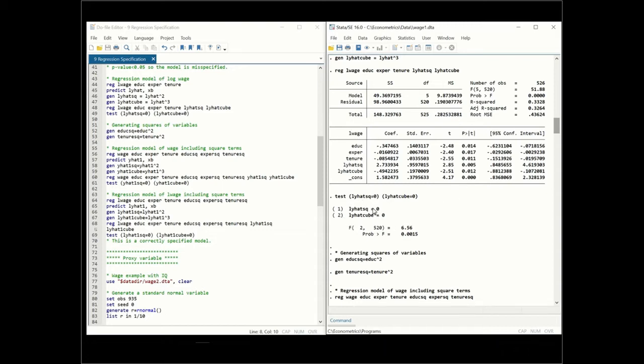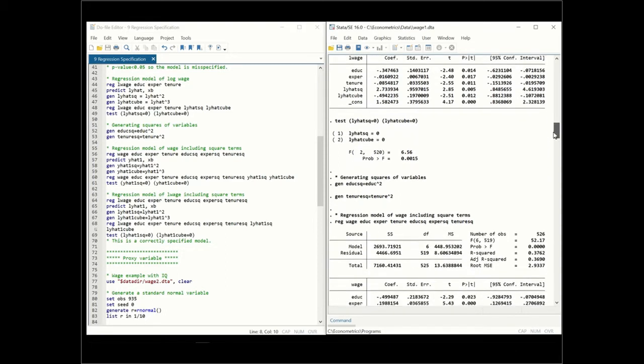And if we do the joint test for significance, we again see that the p-value is less than 0.05. So therefore, these two coefficients are significantly different from zero. This means that the fitted values, the squares and cubes of them, are picking up information from the model. So again, we have a misspecified model.